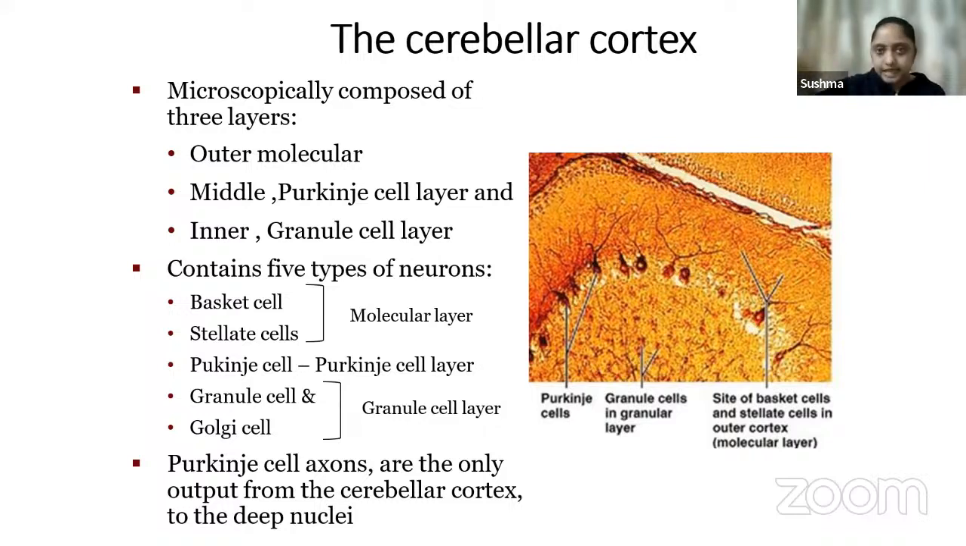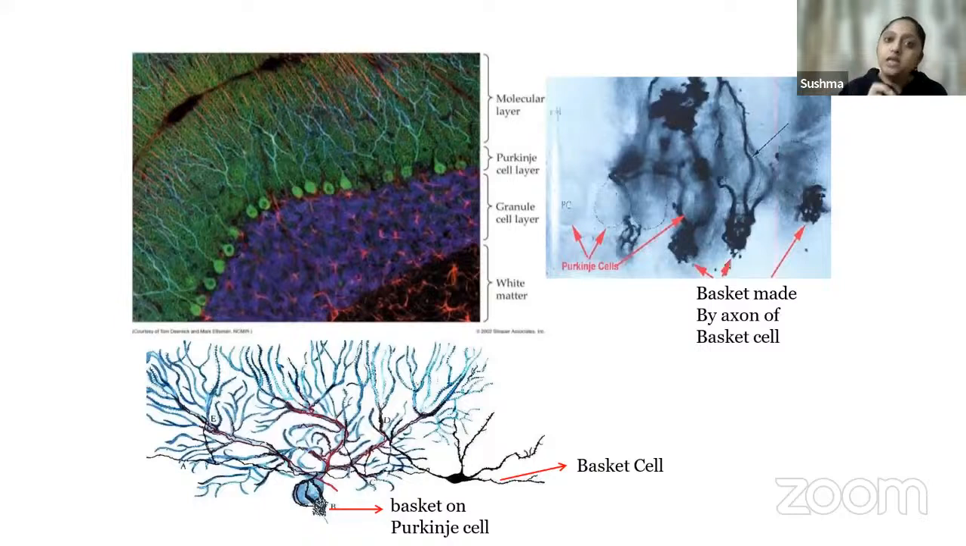First molecular, second Purkinje, third granule. Molecular layer has 2 cells: stellate cells and basket cells. Purkinje cells are in the Purkinje cell layer, and granule and Golgi cells are in the granule cell layer. Okay. Purkinje cell axons are the only output from the cerebellar cortex to the deep nuclei. Understand this statement. Pay attention to this statement, guys.